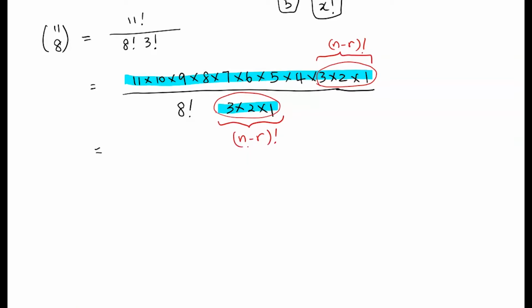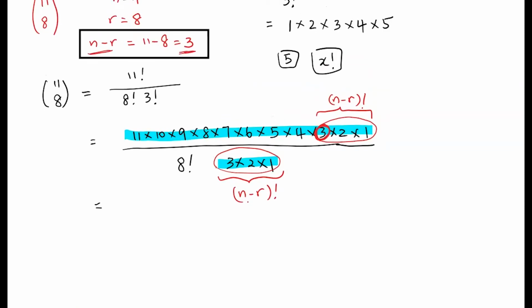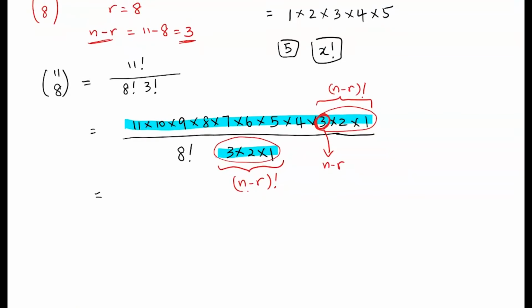So that tells me that I can actually simplify the numerator and denominator by cancelling away my n minus r factorial. But before we do the cancellation, I want to bring your attention to the number before. This number here, 3, is your n minus r. I want to bring your attention to the number before n minus r, which is the number 4. If 3 is n minus r, then we can say that 4 is n minus r plus 1, because 4 is just 3 plus 1. And this number is actually the last number that is not cancelled away.